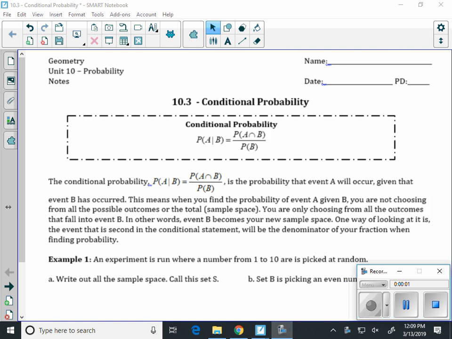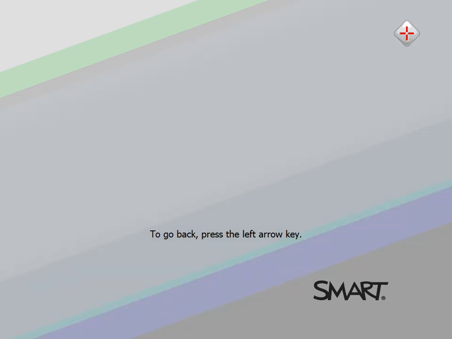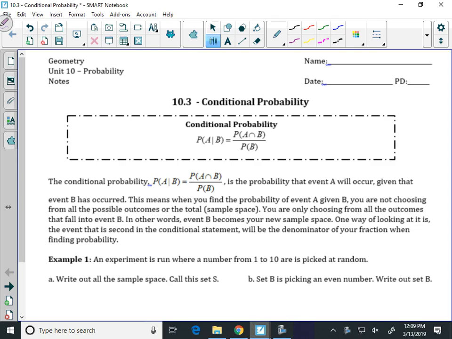So the basic rule for conditional probability is given to you at the top of your paper. It's good to know, but I follow more of a pattern than the rule. What this is saying is finding the probability of A. The straight up and down line in math means given. So we're finding the probability of A given B. And that basic rule is the intersection of those two events divided by the second event.